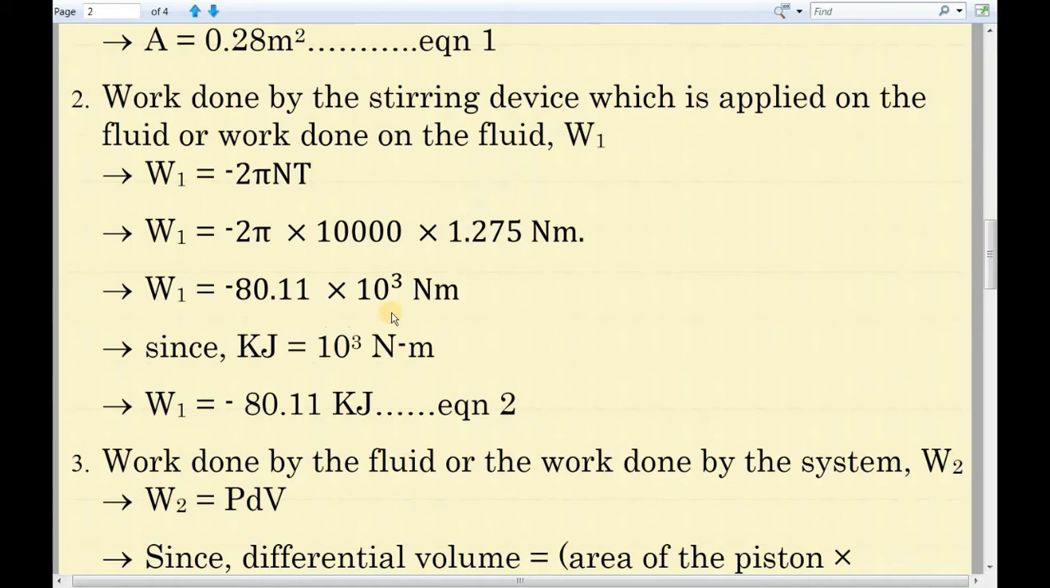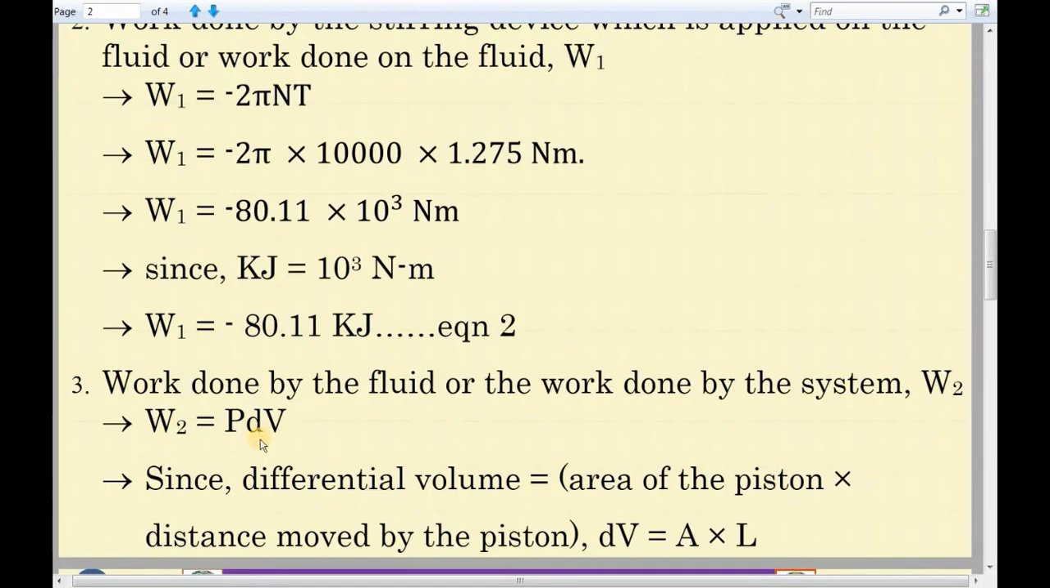In this RHS, 10 power 3 Newton meter is kilojoule. So the next step will be W1 is equal to minus 80.11 kilojoule. And consider this one as equation 2. So the work done by the steering device which is applied on the fluid, or work done on the fluid, is minus 80.11 kilojoule. Now we will find the value of work done by the fluid or work done by the system, which is taken as W2.